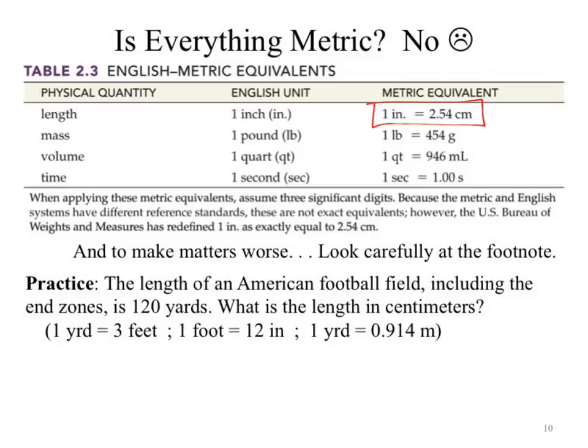Okay, next big fun thing, because of course there's always more. If we take a look at the footnote, what's the footnote say? When applying these equivalents, assume 3 significant digits. So before, when we were converting metric units, how many sig figs did we have in each of our conversion factors? Infinite, which was nice. We didn't have to worry about the conversion factor affecting our result. What's the problem with our English metric conversions? They're rounded, okay?